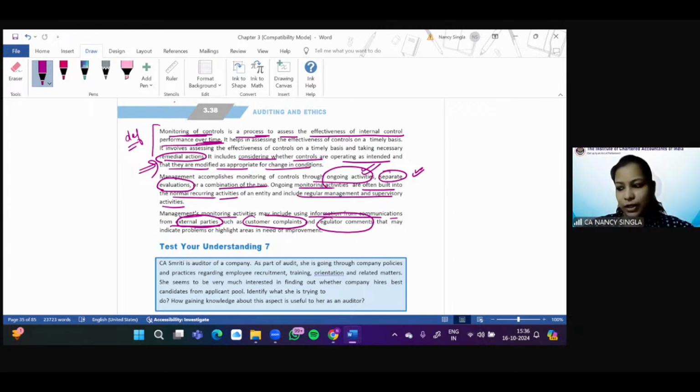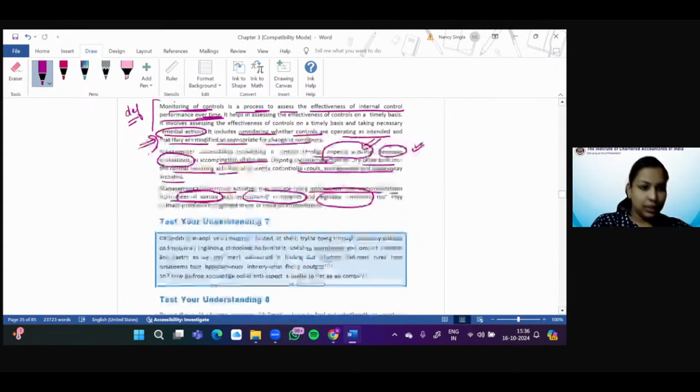Yes, Bhumika, you are absolutely correct. She's saying it is the management's responsibility to monitor whether or not the control implemented by them is operating effectively. Right. Is it clear?